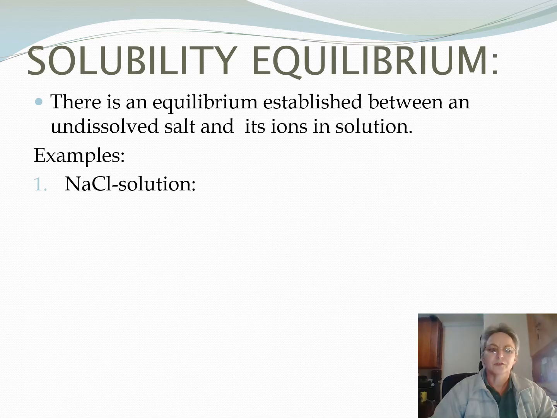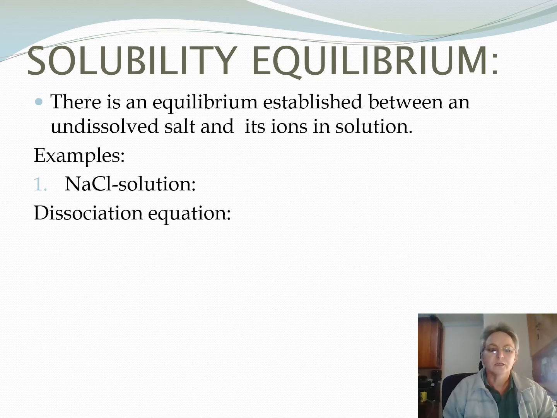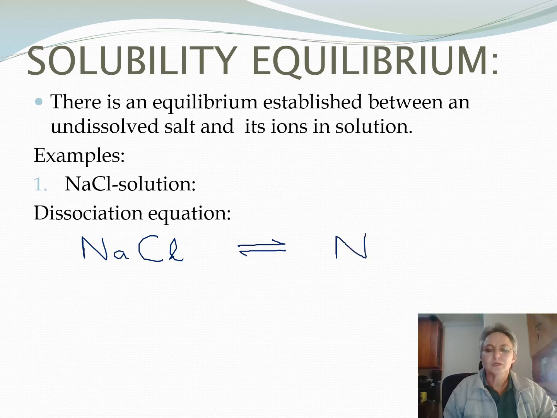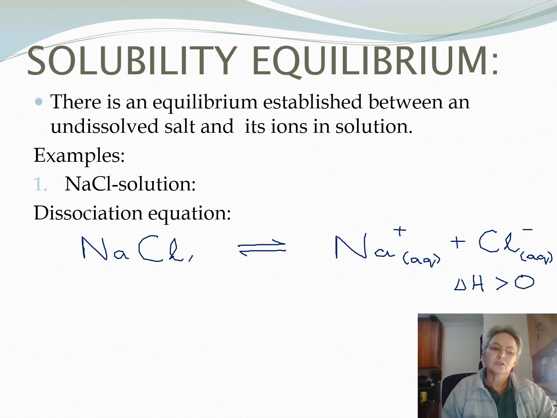So the first one we're going to look at is a brine solution, or a sodium chloride solution. Now the dissociation equation looks like this. Sodium chloride will dissolve in water to form the sodium ions, which will be hydrated, and the chloride ions. And this dissolution process is an endothermic process. So the salt is in equilibrium with the ions.